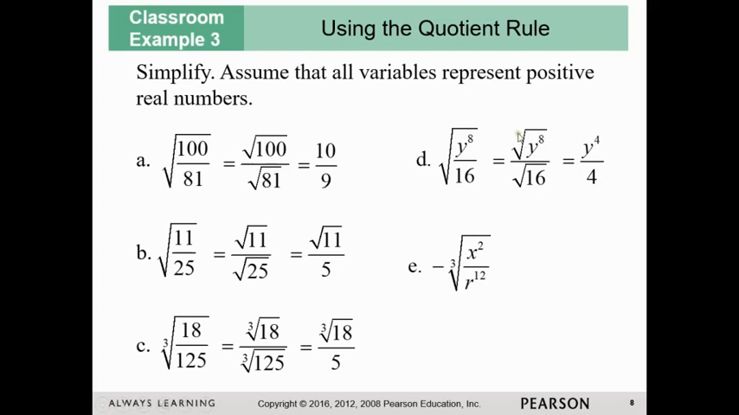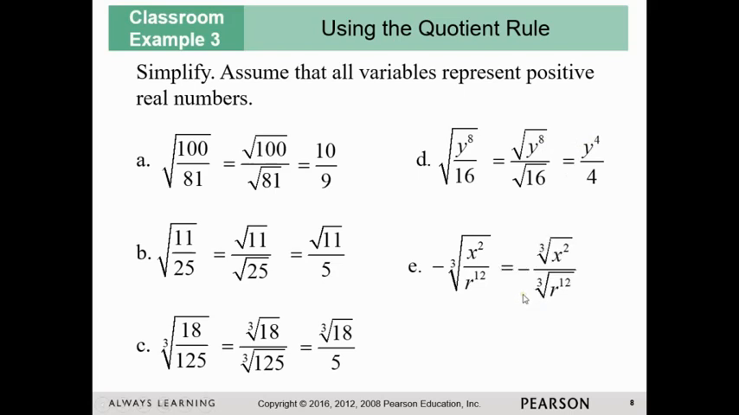So another way to think about this is that you're dividing the exponent of the variable by the index. The index here is 2, right? So what I did was divide the exponent of y to the 8th by 2, and I got y to the 4th. So we'll look at e here.